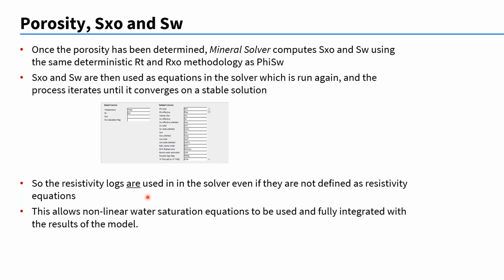So the default and recommended method in IP is to solve these equations outside of the model. We do this by adding the RT and the RXO logs in the EPON tab that you see in here. So we have the input curves, and then you'll notice that there's an RT and RXO option. And these are then solved in an iterative loop method, which is similar to the method that we use in the PSW module, the porosity and water saturation module. So if you notice, the resistivity logs are used in the solver, even if they're not defined in the model as a resistivity equation. They've just been treated outside of the model.